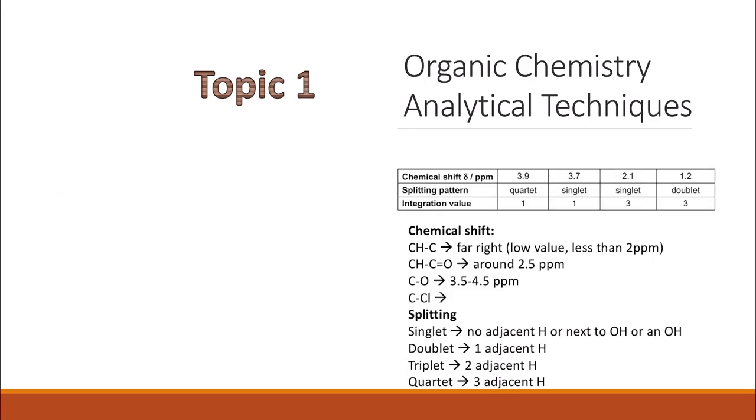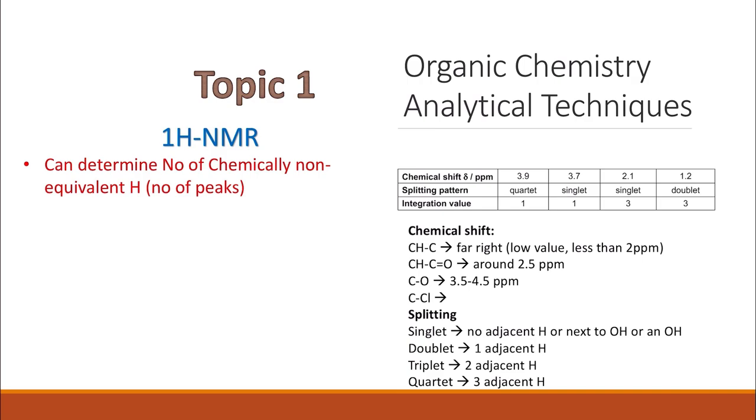And then we have the proton NMR. Proton NMR can determine the number of chemically non-equivalent protons. That depends on the total number of peaks. So if you look at the table here, we have 4 different peaks. So there are 4 different chemically non-equivalent protons.